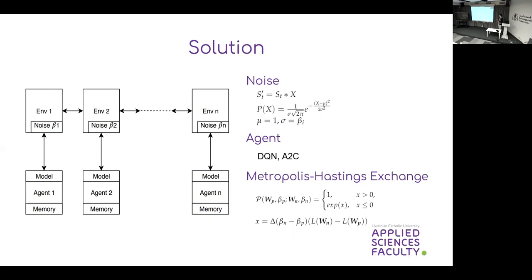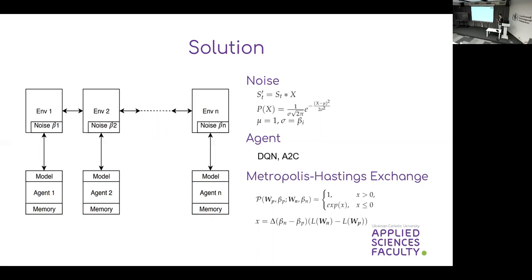We are also using a multi-agent setup here. Basically, we train multiple agents at the same time. Each agent has its own environment. These environments are the same environment with only a difference in noise. So for the first agent, the noise is 0. For the second agent, it's increased by some delta parameter, and so on until the last one. We are also using the Metropolis-Hastings exchange rule here to exchange the environments for the agents.